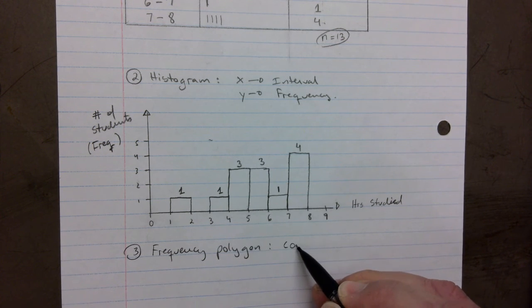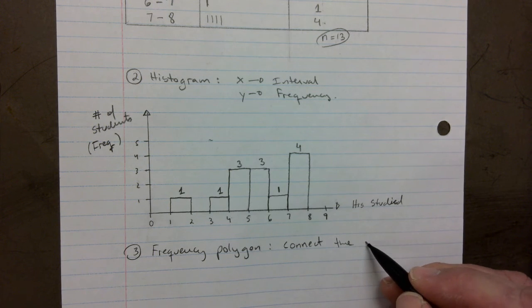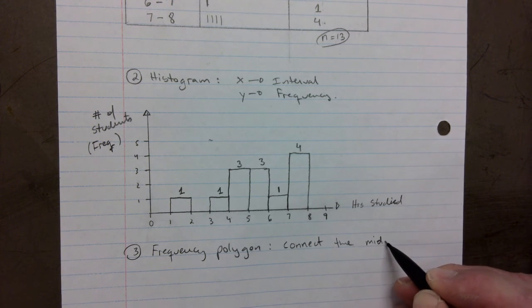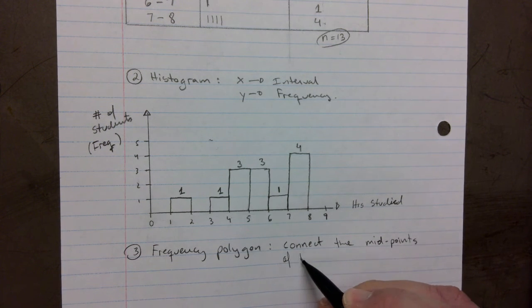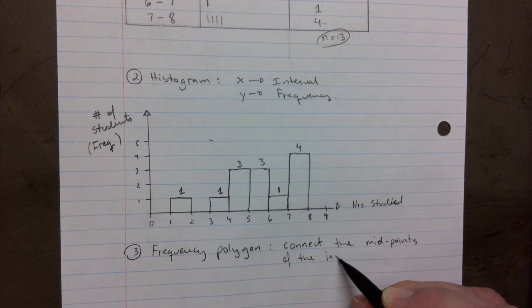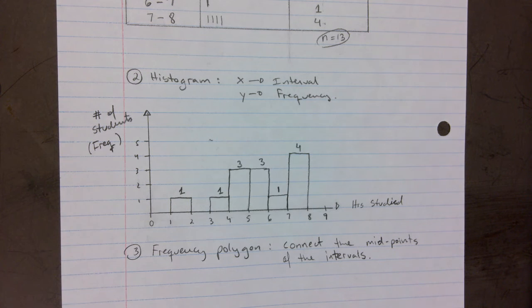Basically what you do is connect the midpoints of the intervals. Okay, connect the midpoints of the intervals. So that will allow you to do this. If you make a bar graph, all you need to do, I'm going to use a different color for this. I'm going to use red.